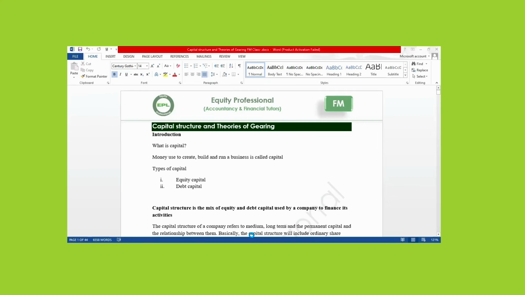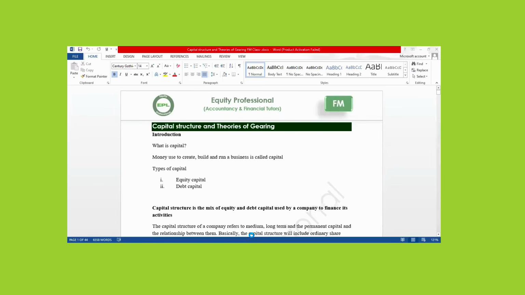I'm aware that this class started on Monday with the first lecturer, Mr. Adejuwon. Adejuwon is taking you cost of capital. I will be taking you capital structure and theories of gearing.